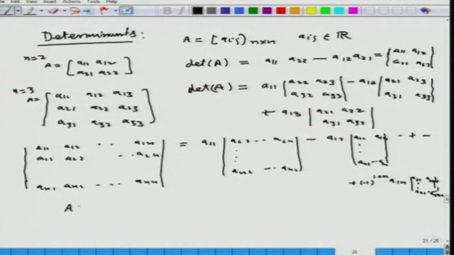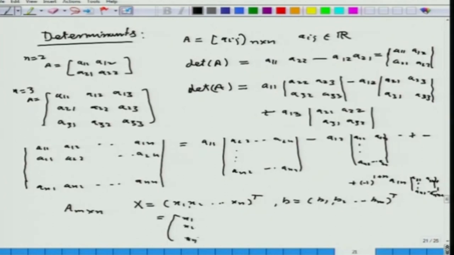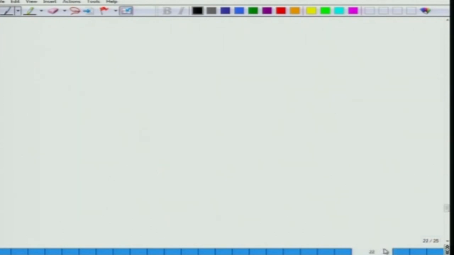If A is an m by n matrix, and you take x as the n-dimensional vector x1, x2, ..., xn transpose, taken as a row vector, and b as b1, b2, ..., bm transpose. Transpose means you take the row vector as a column vector. So x transpose will be written as a column, x1, x2, ..., xn. Same way, b transpose will be written as the column b1, b2, ..., bm. Then one can consider this system Ax = b.